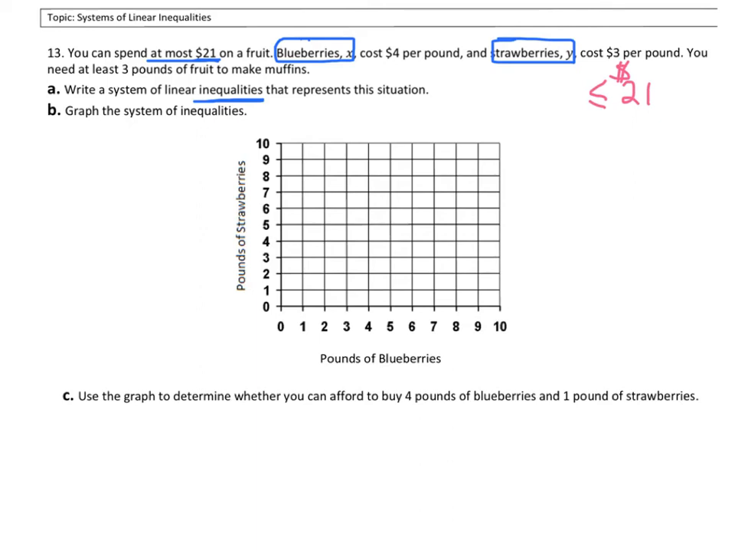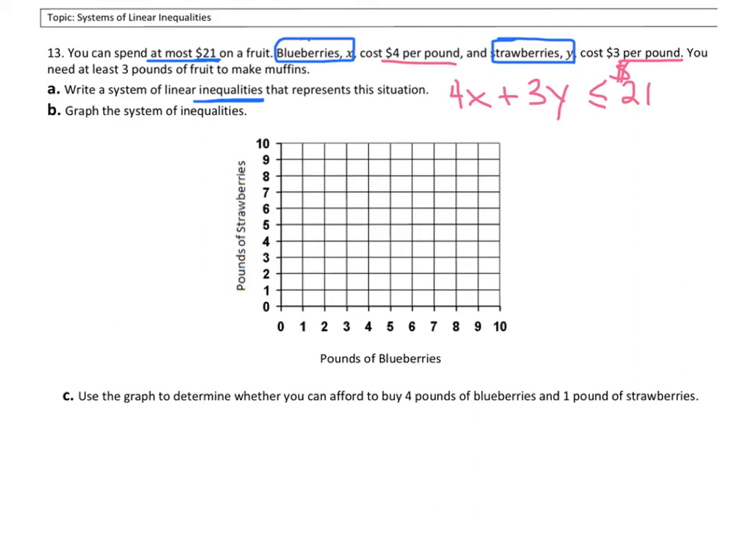And so we have to bring in, if I talk about pounds plus pounds, I'm going to get pounds. Well, if I need to get dollars, I have to talk about how much each of those strawberries and blueberries cost per pound. And that's what this information right here is. $4 per pound for blueberries, so that would be my 4x, and $3 per pound for strawberries, so 3y. Okay, there's one inequality written.